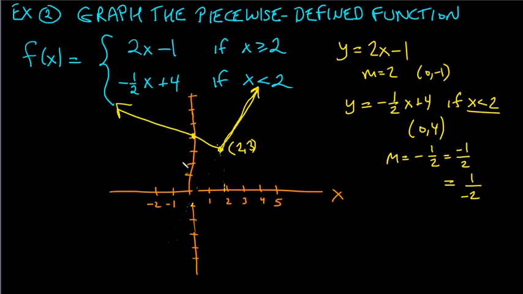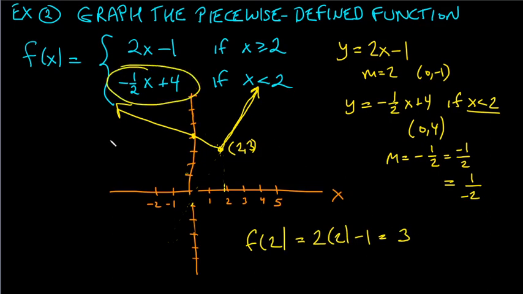Yeah, so if you plug in 2, right, it's 2 times 2 minus 1. 4 minus 1 is 3. But if I did plug in 2 here, even though you're not supposed to, right, you get -1 plus 4, which is also 3. All right. Okay, so the two pieces meet up at the point 2, 3.